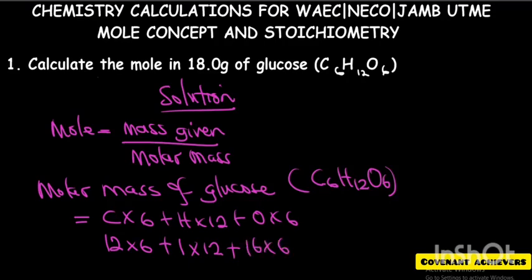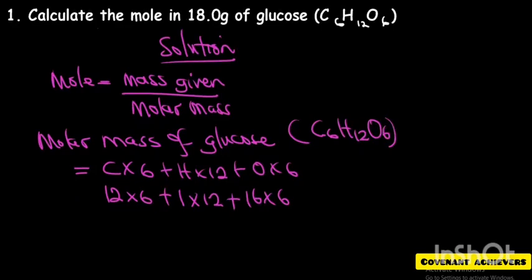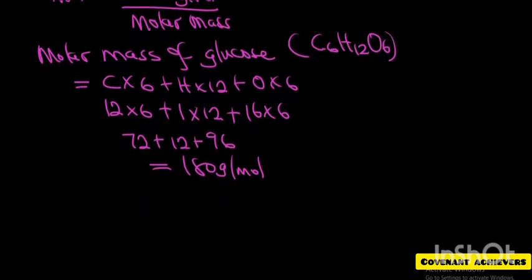So from here, this is going to be 72 plus 12 plus 96, and here we are going to have it as 180. So 180 gram per mole. What's the next thing we have here? We want to calculate the mole. Now the mole, as we have said, is equals to mass given over molar mass.